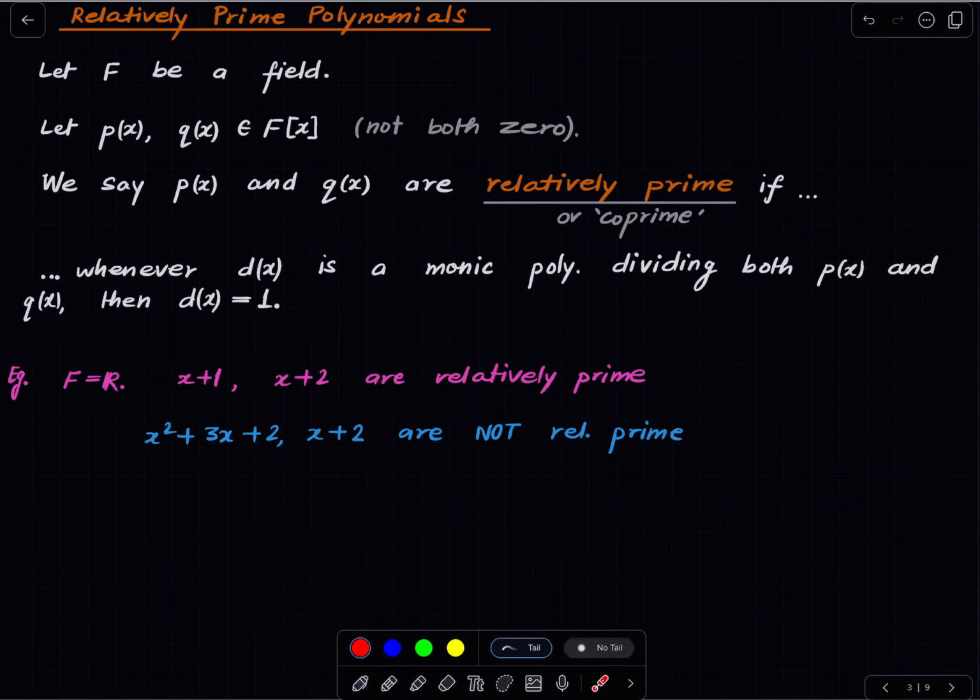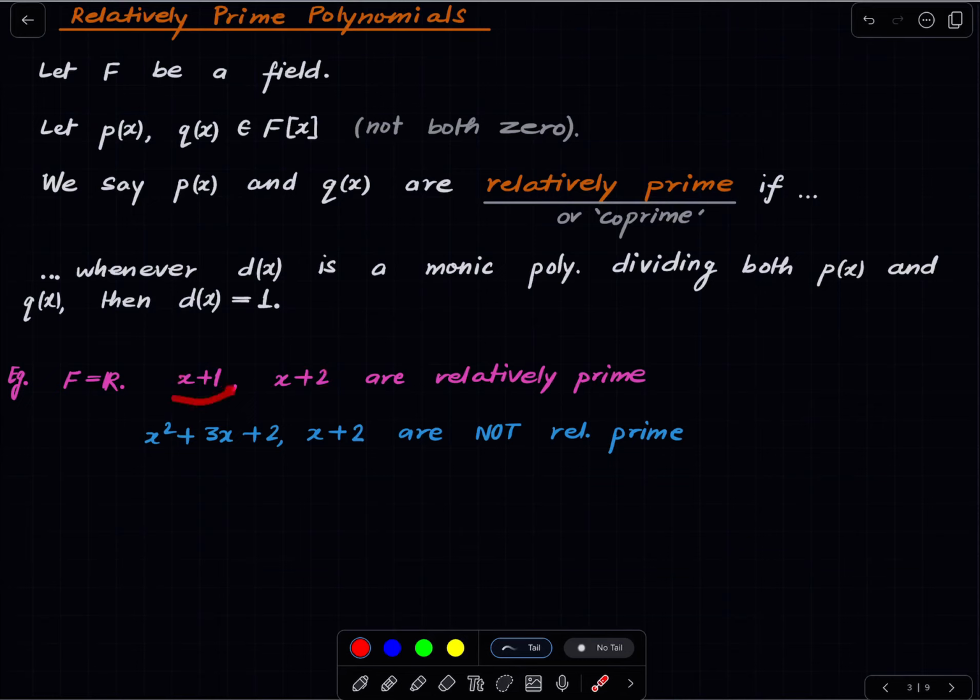Okay, so these two are relatively prime because suppose something divides both of them, then it has to have degree at most 1. If d(x) divides a non-zero polynomial p(x), then the degree of d(x) is at most the degree of p(x). And you will easily see that there is no degree 1 polynomial which divides both of them. One way to see that is the following.